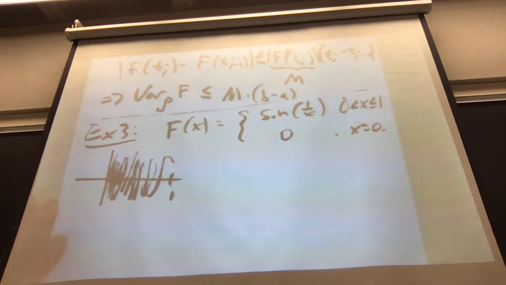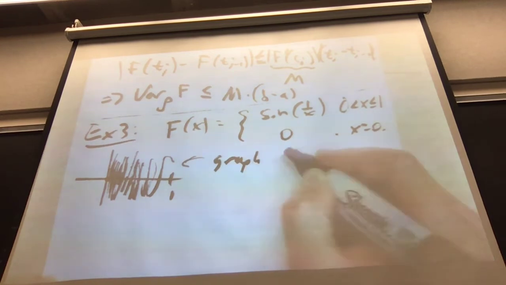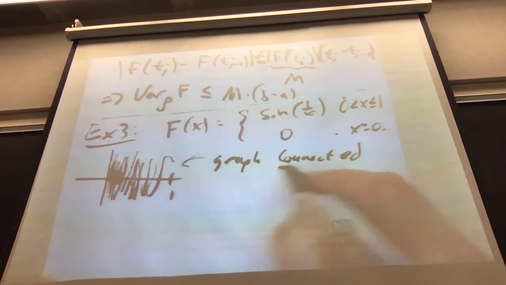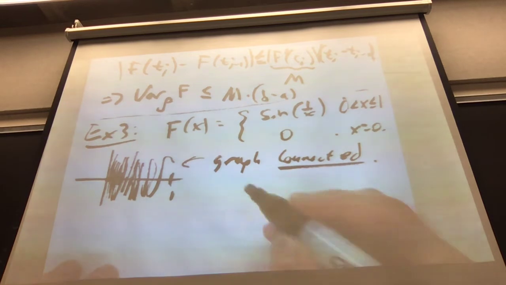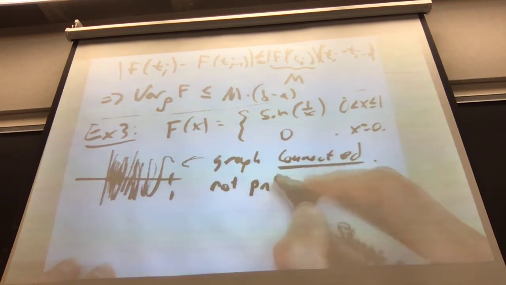Even at 0, because what does it mean to be discontinuous? Connected is the term I'm looking for, not continuous. Yes. This graph is connected. It cannot be the disjoint union of two open sets, it is not contained in the disjoint union of two open sets. And yet it's not path connected, because give me a path that gets from 0 to any place. Okay? Not path connected.